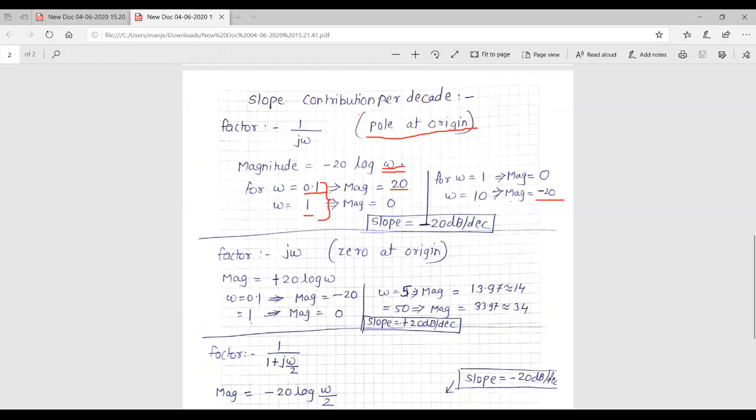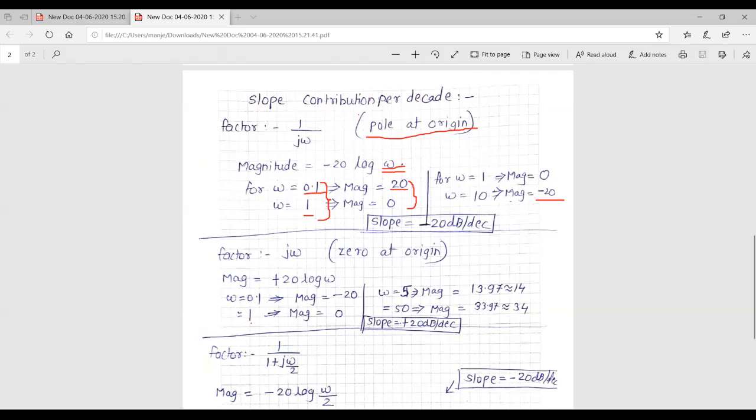So now see the change in the magnitude per decade. Change in the magnitude is nothing but slope. Per decade is nothing but frequency ratio of 10. So this is 1 decade. In 1 decade, what is the change? 20 was the magnitude. Now it became 0. So that means change was minus 20. Similarly, for this decade, initially the magnitude was 0. It became minus 20. So 0 to minus 20. So change was minus 20.